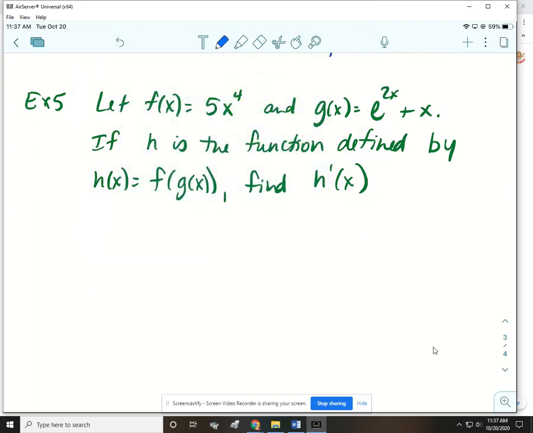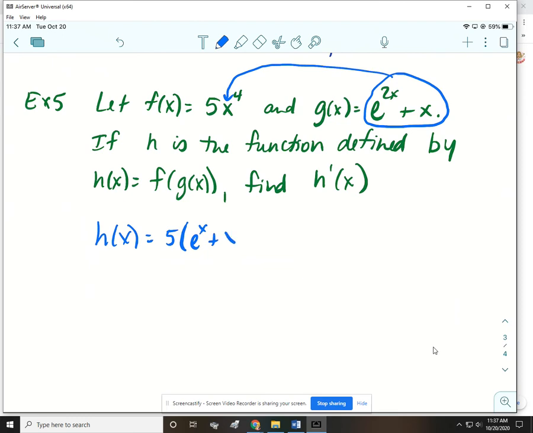Okay, so we need to remember about compositions. If h is f of g of x, that means we take this whole g function and we're going to put it in to the f function. So that means we're going to raise it to the 4th and we're going to multiply it by 5.